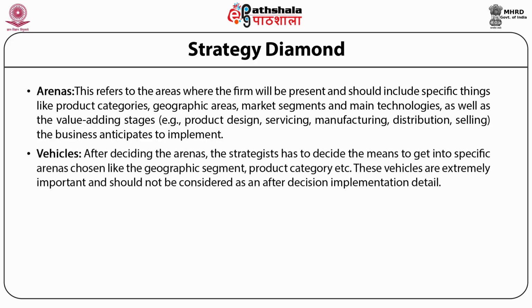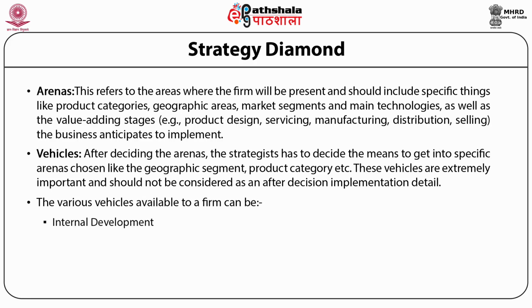Second, vehicles. After deciding the arenas, the strategists have to decide the means to get into the specific arenas chosen, like the geographic segment, product category, etc. These vehicles are extremely important and should not be considered as an after-decision implementation detail. The various vehicles available to a firm can be internal development, licensing, franchising, joint ventures, acquisitions, etc.